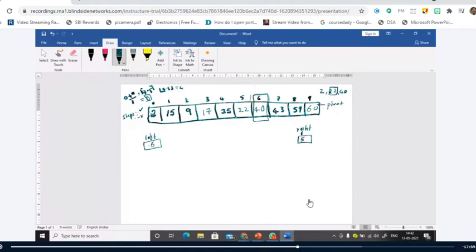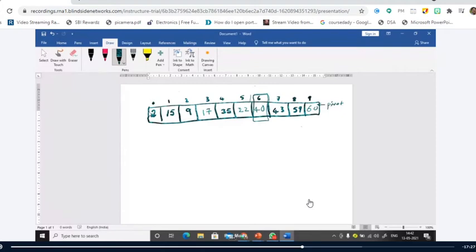How many elements are there towards its right hand side? 3. Stop, right? Did the pivot element divide the given list of elements into two equal halves? No, sir. So the choice which we have taken, which is the rightmost element for this given list of elements, is not the best choice. Is it clear? Yes, sir.